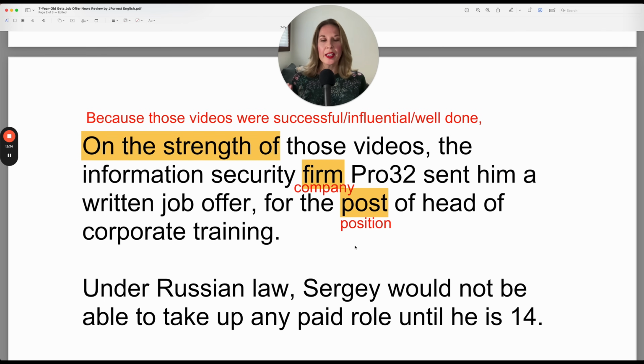In North America, the standard term would be position instead of post for the position of, but post is understood. It's just the choice in British English. For the position, for the post of, in either case, you need this of, and then you state the position or post in British English. For the position of head of corporate training.